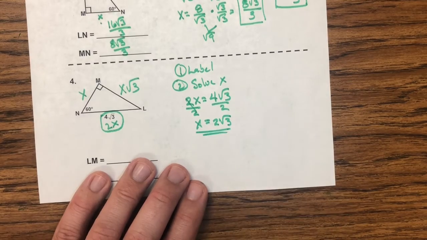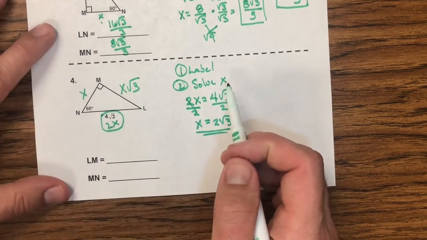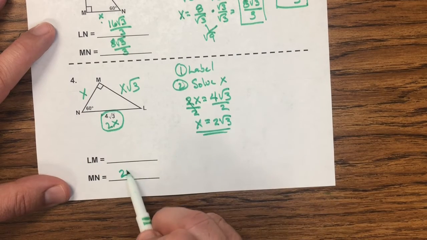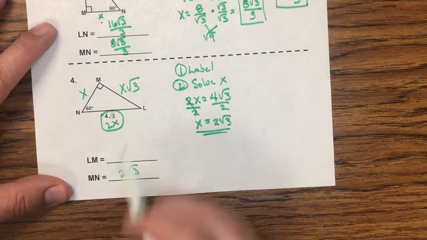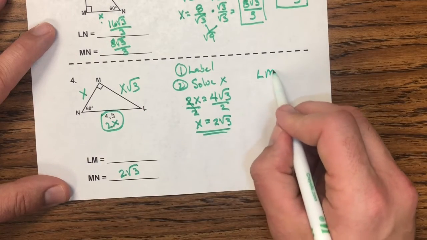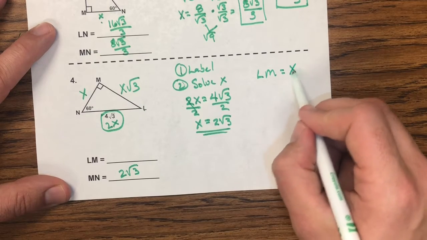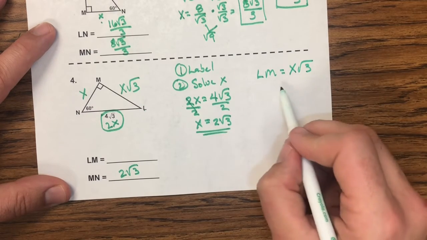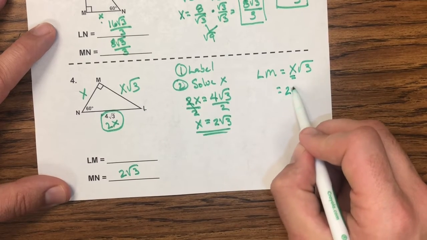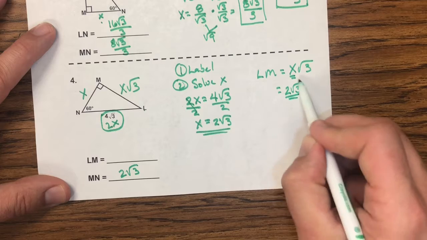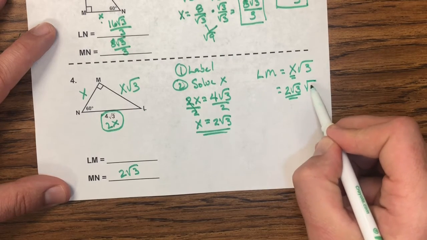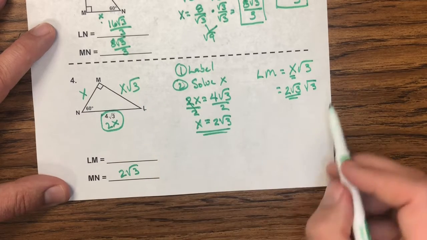We know what x is. So for MN is x. X is 2 square root of 3. For ML or LM, we have x square root of 3. Well, if x is 2 square root of 3, we have to substitute that in. That's the x value. Don't make this mistake and forget about the square root of 3. That's also with this length here.